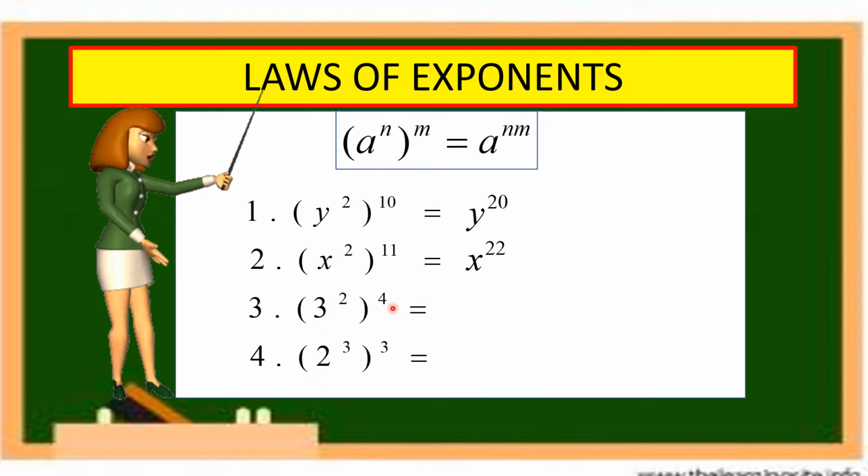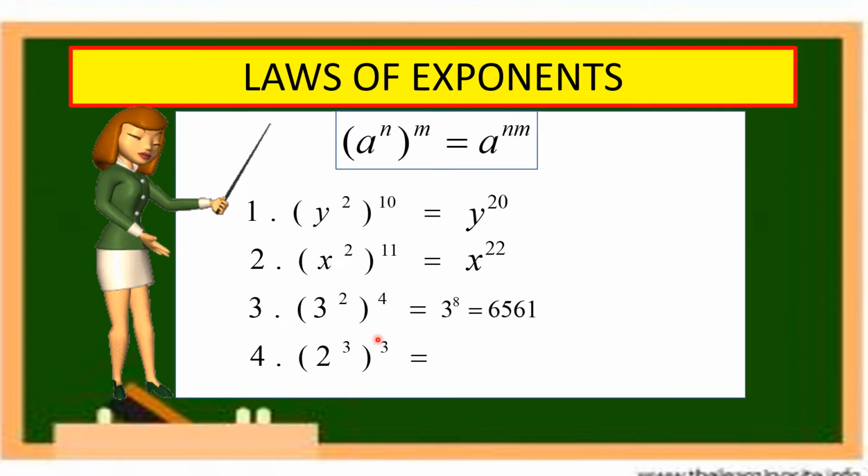That is 3 squared raised to the 4th, that is 2 times 4 is 8, that is 3 raised to the 8. And 3 raised to the 8 is 6,561. 2 cubed, quantity cubed, 3 times 3 is 9, that is 2 raised to the 9. And 2 raised to the 9 is 512.